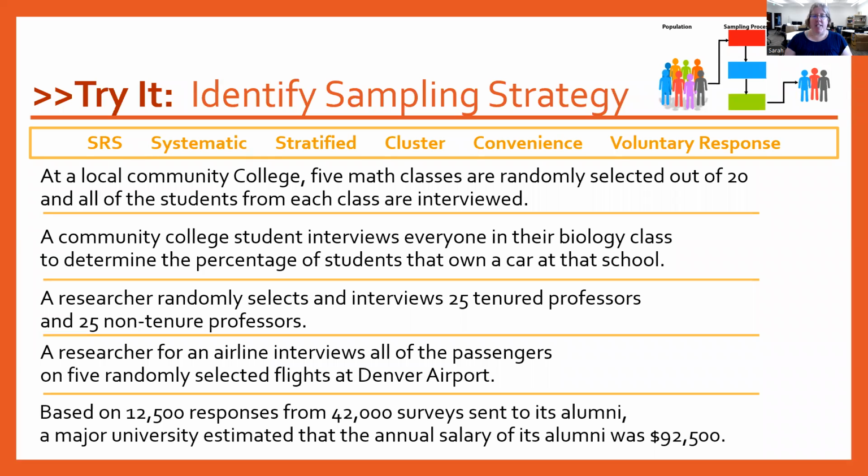Now that we've covered 6 ways of getting a sample, you're going to try these out by matching up or identifying which strategy is used in each example below. So your options are simple random, systematic, stratified, cluster, convenience, and voluntary response. So go ahead and pause the video and give that a try.